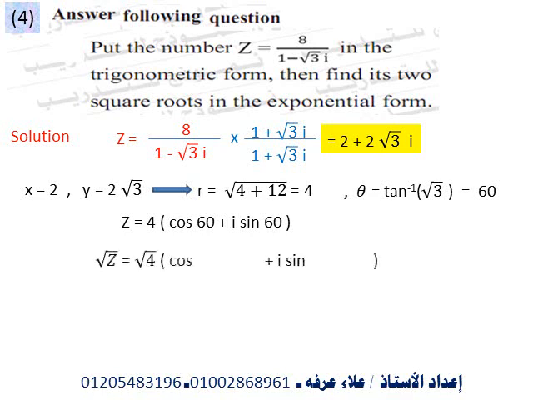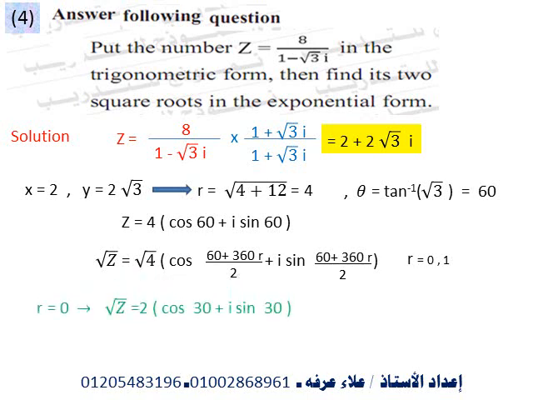Root z equals root 4 (cosine (60 plus 360r) over 2 plus i sine (60 plus 360r) over 2). Then root z, where r equals 0 and negative 1, or 0 and 1.